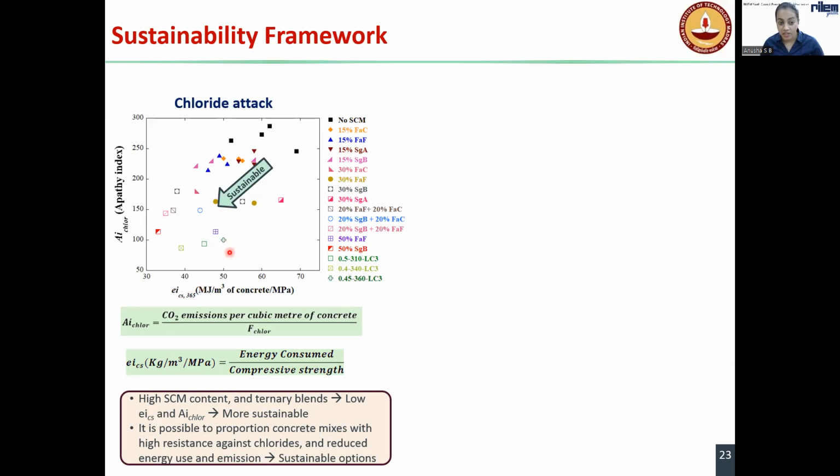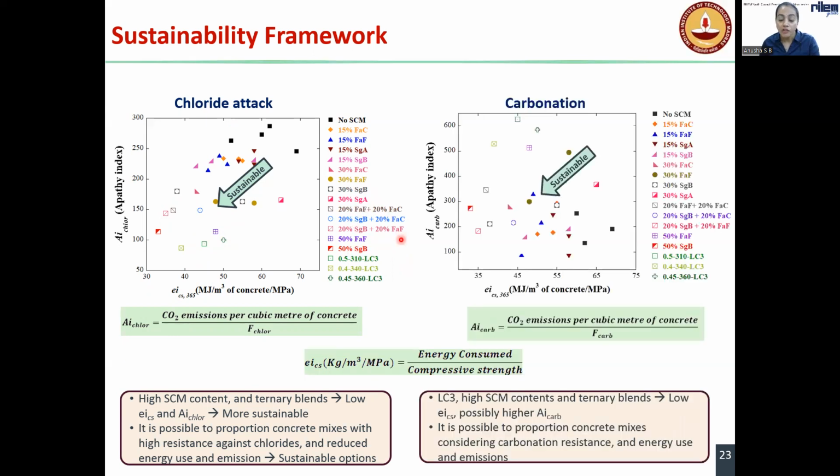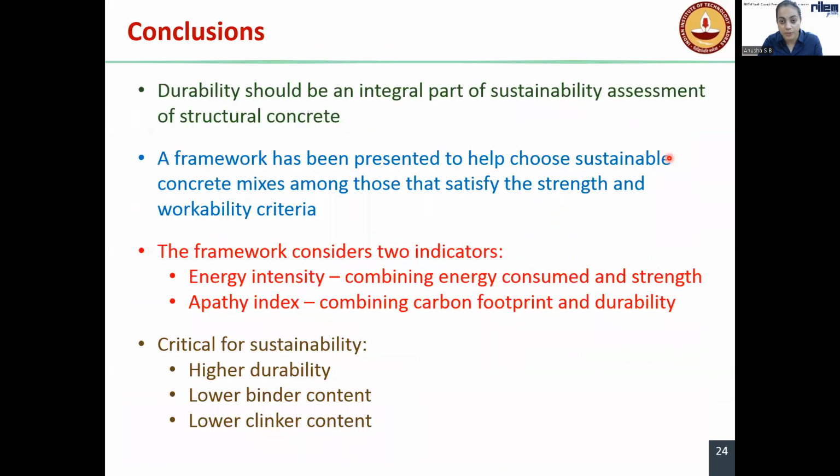We can see that these concrete systems are the ones with higher replacement levels of SCMs like 50% slag, LC3 systems, and combination of slag and fly ash. And for carbonation, AI carb was plotted in the y-axis and EICS was plotted in the x-axis. We see that the concrete systems which are sustainable are the ones with lower replacement levels of SCMs. So it was possible for us to combine the mechanical strength, durability, and the environmental parameters together to come up with a framework to measure the sustainability potential of the concrete systems.